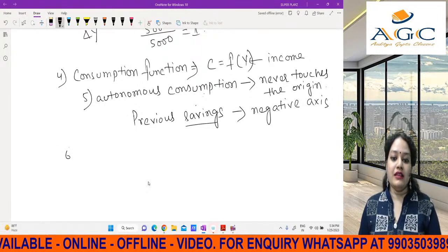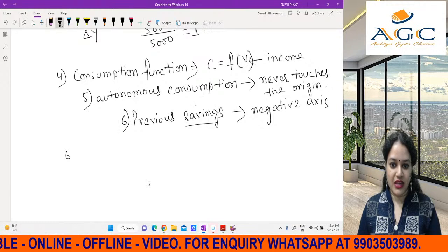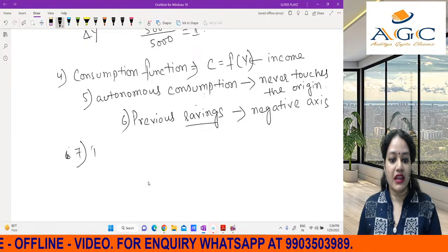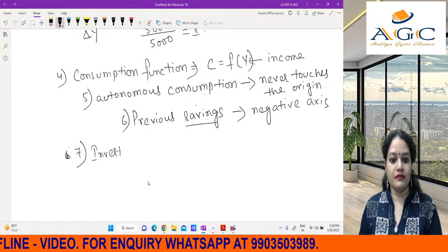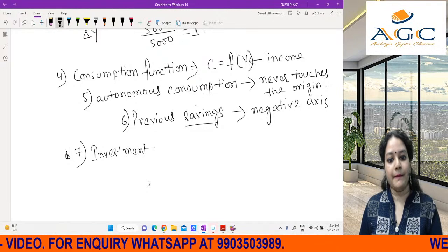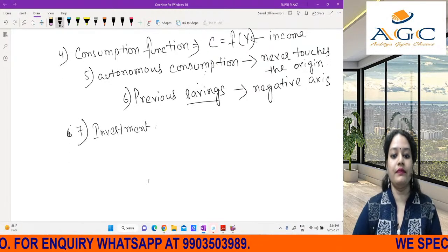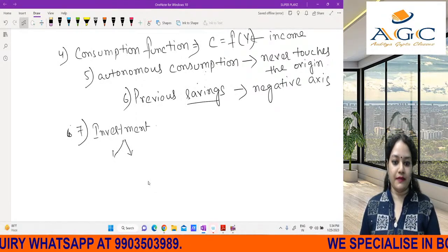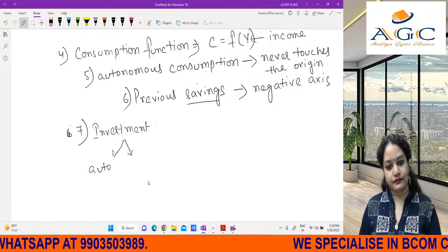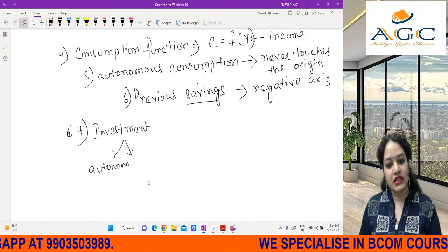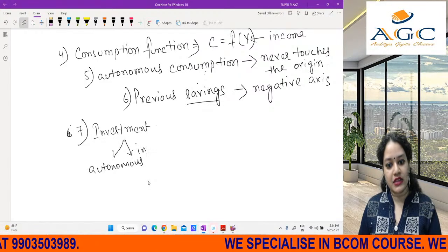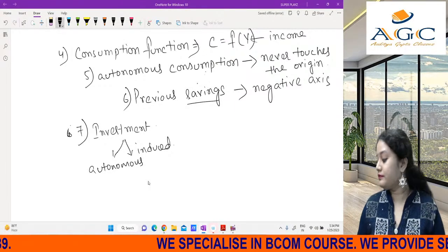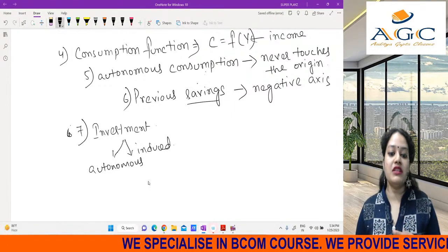Okay. Then the next, so we will take this to be number 6, the savings concept. Now what is it? Investment. Investment is of two types. One is autonomous investment, the other one is induced investment. Now what is autonomous investment?